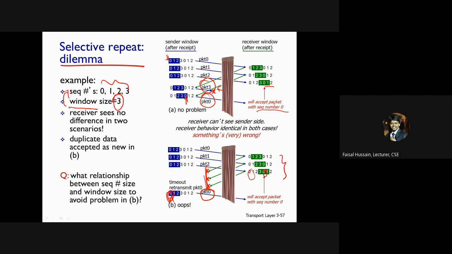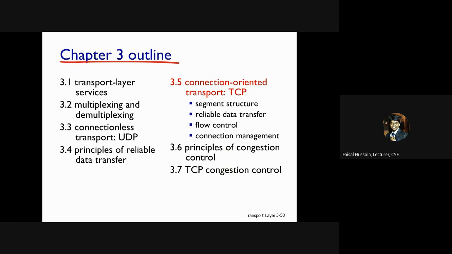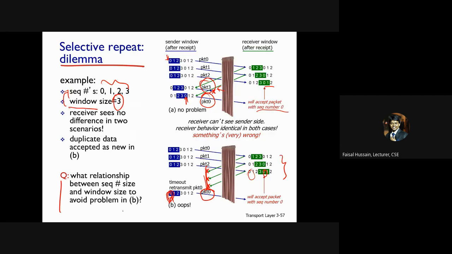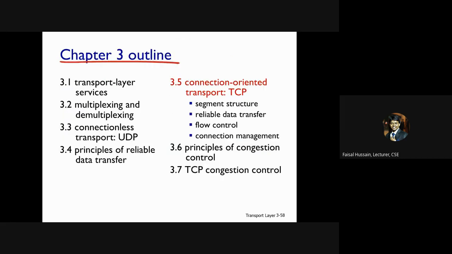So how do we handle this situation? The duplicate data is accepted as new, so there should be a relationship between the sequence number and window size. Your task will be to find out what is the relationship between the window size and sequence number. So that will be the end of today's topic.